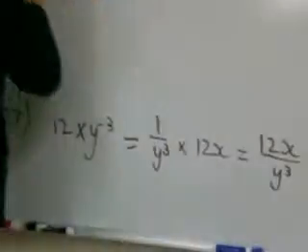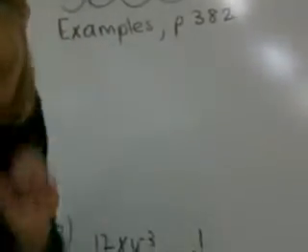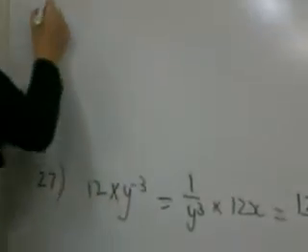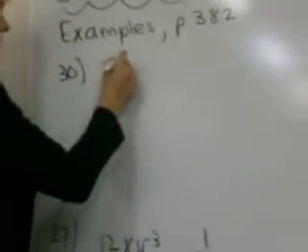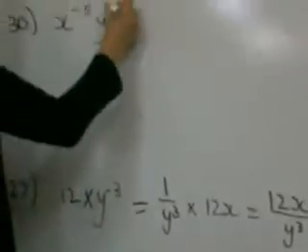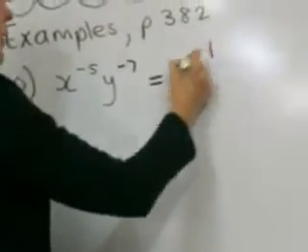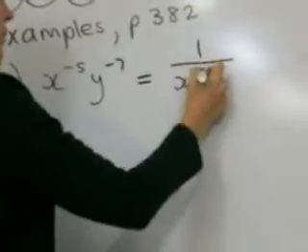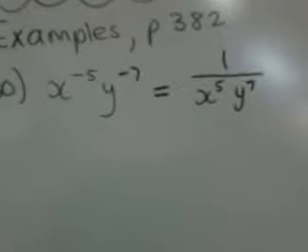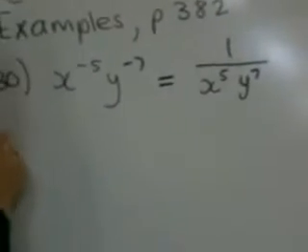Okay, our next example deals with something similar. We still need to write as positive exponents. Number 30 is x to the minus 5, y to the minus 7. So these are both negative exponents. So I can just rewrite this as 1 over x to the 5, y to the 7. Do you see that our aim all the time is to get rid of the negative exponents, to rewrite it so I would not have a negative exponent.